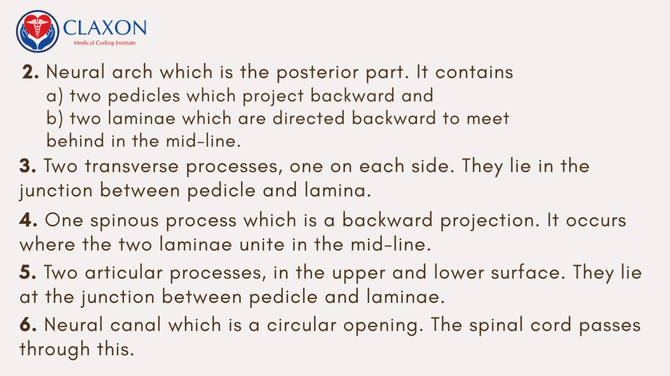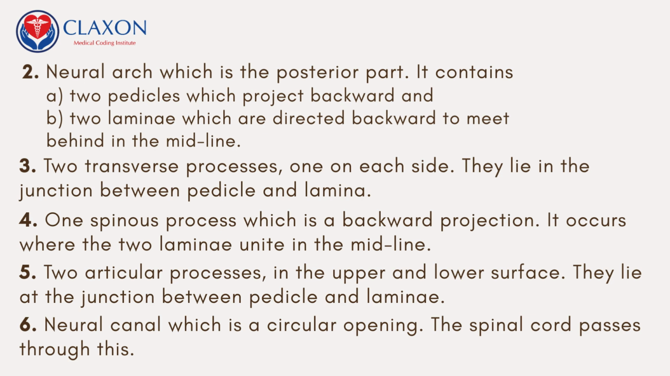3. Two transverse processes, one on each side. They lie in the junction between pedicle and lamina. 4. One spinous process which is a backward projection. It occurs where the two laminae unite in the midline.